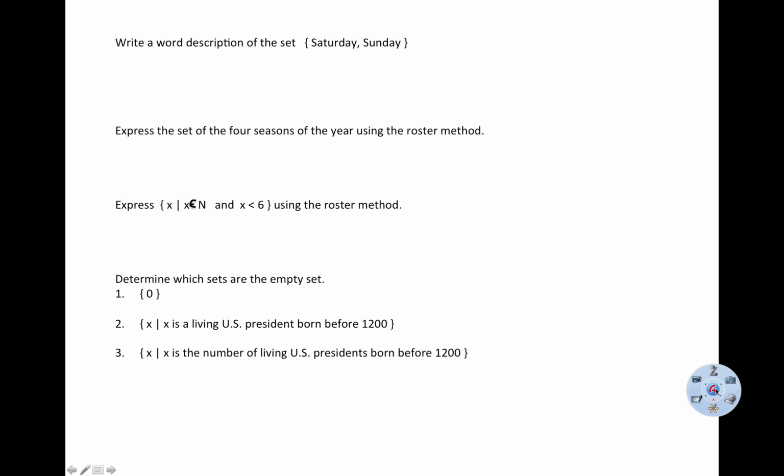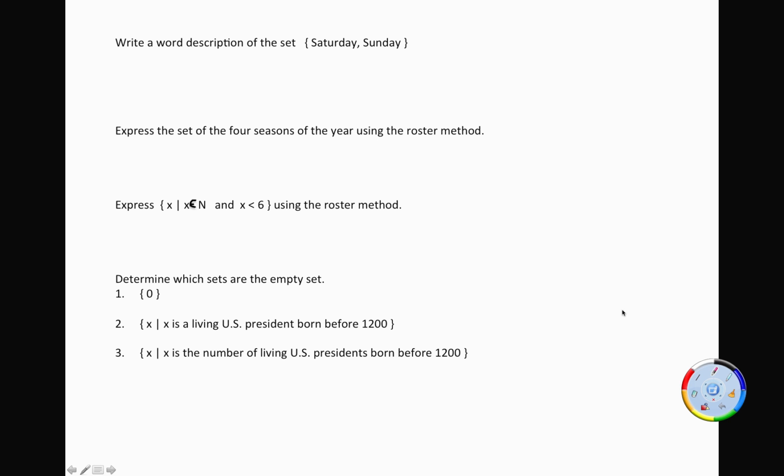Okay, so let's practice some of this. If it said, write a word description of the set Saturday and Sunday, I would say the set of days in a weekend. You might also describe it as the set of days that begin with the letter S.